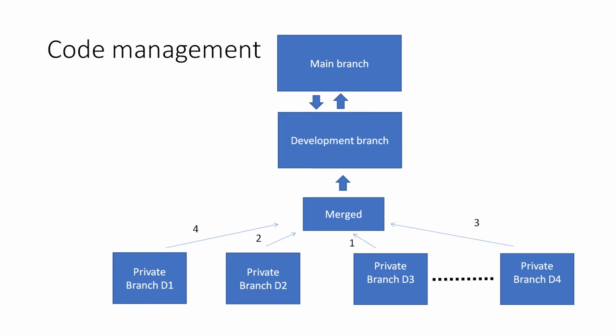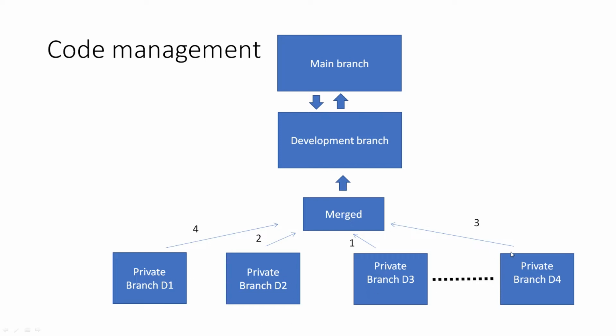So this Git has a main branch and a development branch, right? All the developers maintain a private branch. So each and every developer takes the code and makes the changes in the private branch. I hope you understand.